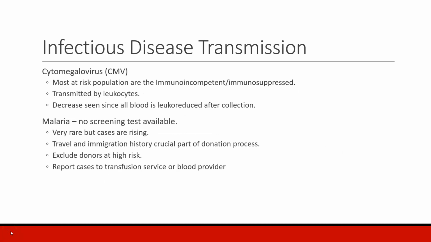Cytomegalovirus, the most at-risk population are the immunocompromised, immunosuppressed. It's transmitted by leukocytes, and we've seen a significant decrease since all blood is leukoreduced after collection. For our neonatal intensive care unit patients, our immunocompromised, immunosuppressed patients, we will give blood that has been serologically tested and is negative for CMV.